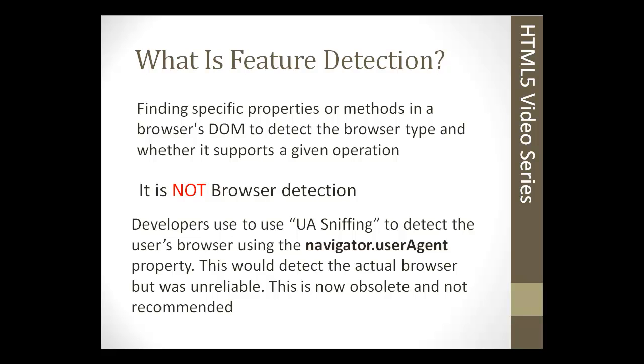It uses the DOM. Feature detection is not browser detection. They used to use the navigator object. They would check the navigator object and the user agent property to find out the exact browser that the user was using, not the feature itself. And it's very unreliable, which is why it's not recommended anymore. We have much better ways of doing that, which we're going to go through right now.